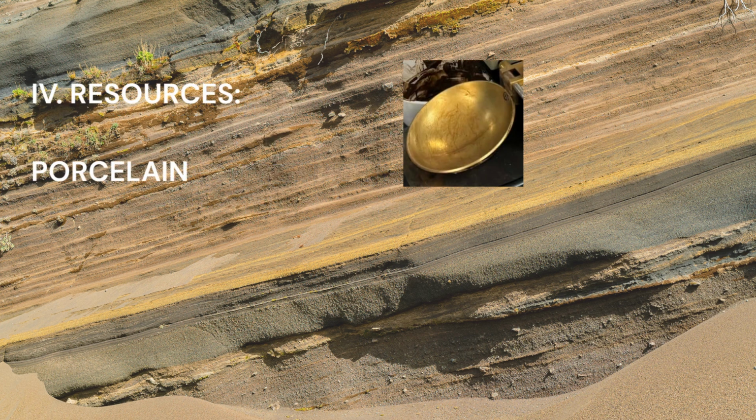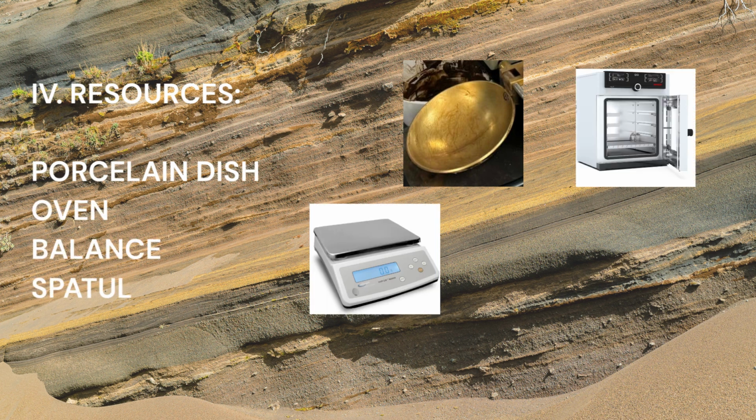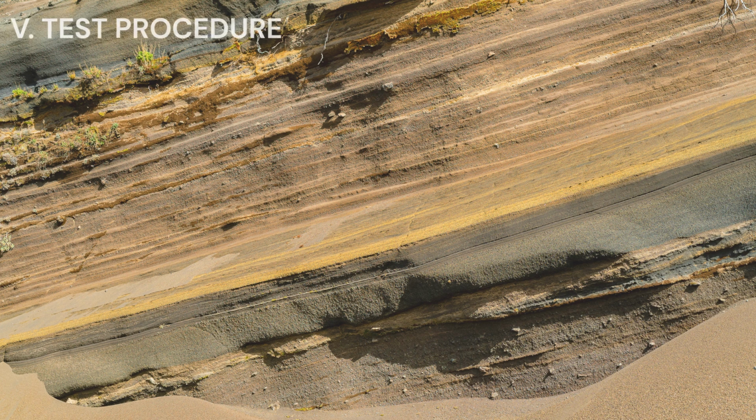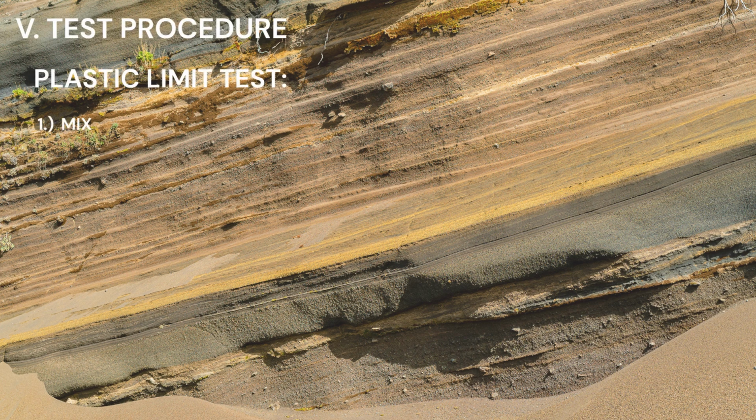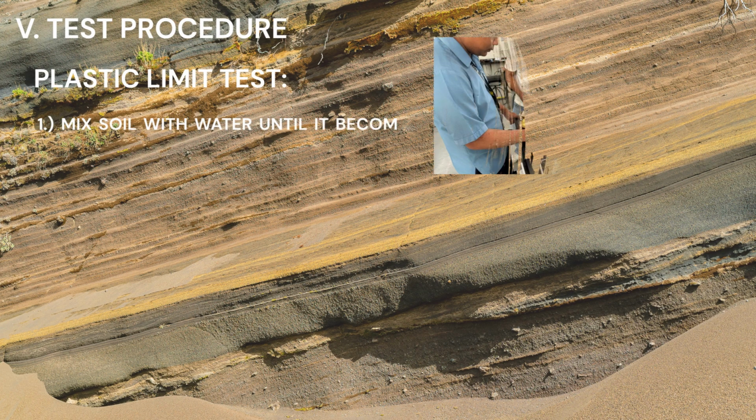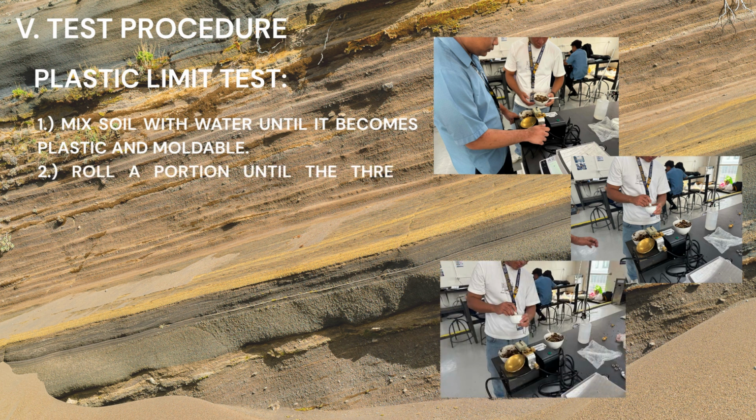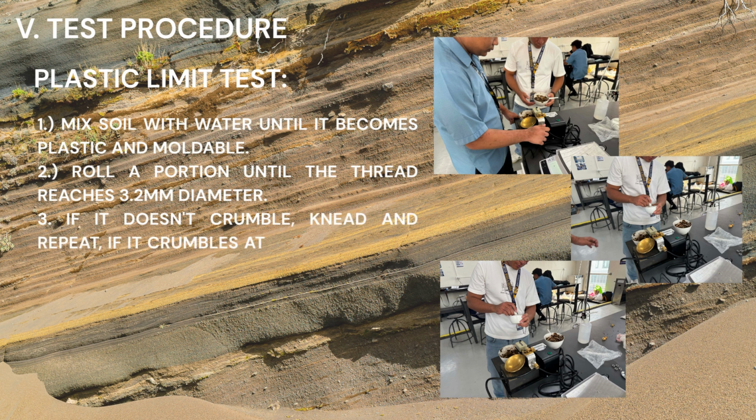Resources: porcelain dish, oven, spatula, moisture cans. Procedure: plastic limit test. First, mix the soil with water until it becomes plastic and moldable. Second, roll a portion until the thread reaches 3.2 millimeters in diameter. Next, if it doesn't crumble, knead and repeat. If it crumbles at 3.2 millimeters, collect the sample.